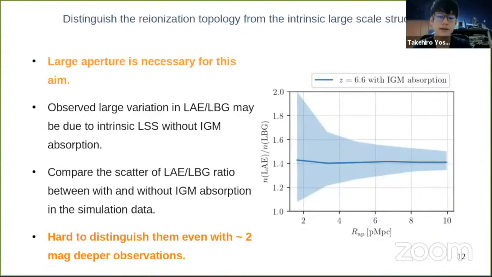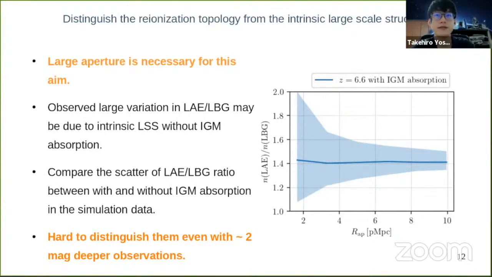Then we discuss one problem that must be considered to detect the spatial inhomogeneity of reionization. Because the number of galaxies also depends on the large-scale structure, the variation in the number ratio may be due to the intrinsic large-scale structure without IGM absorption.